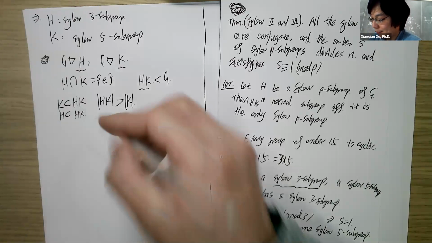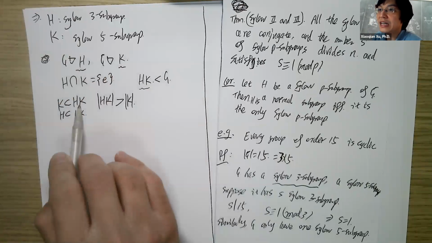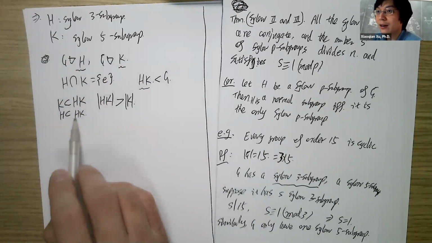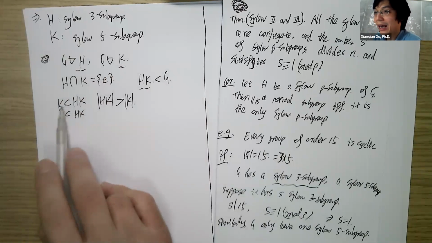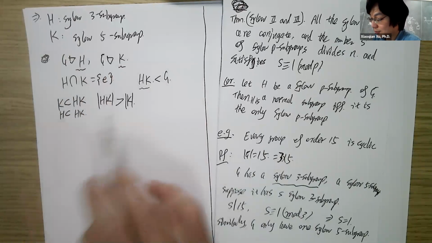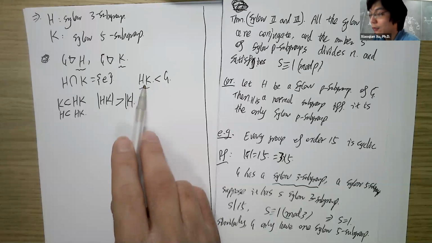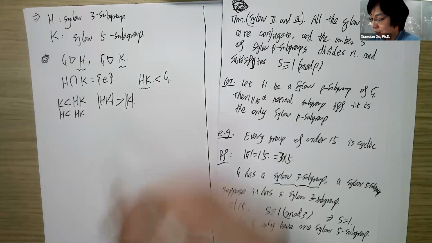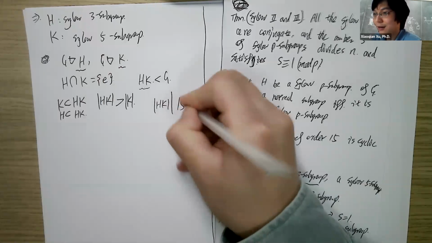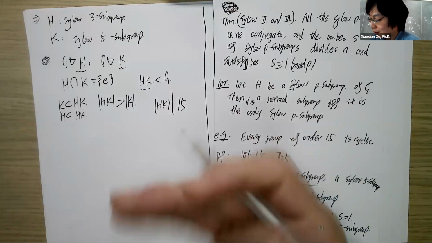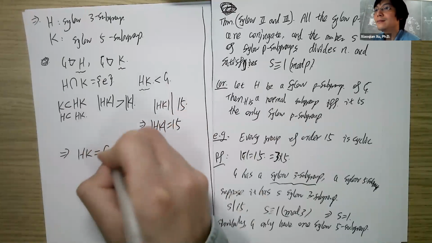Okay? Because K is a subset of HK because H contains E, right? H is also a subset of HK because K also contains E. So it contains both the elements of K and the elements of H, so it must contain more elements than K. But it's also a subgroup of G, which means its order divides 15. Then that means it's greater than 5, so HK equals 15. That means HK must be equal to G.